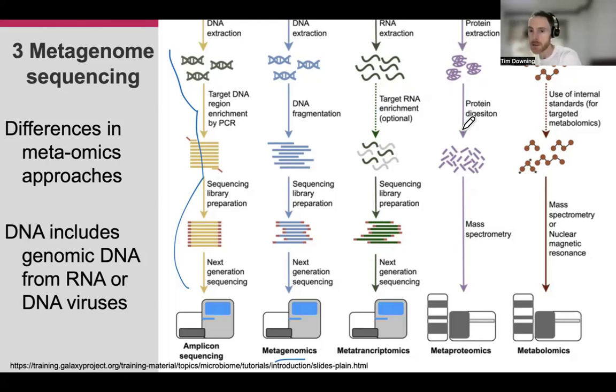Protein-based metaproteomics is another method based on mass spec, extracting the protein for digestion before mass spec to tell us more about the amino acid structures of the different peptides that are present. And we also have metabolomics, which looks at metabolites, and there are different approaches for that using mass spec or NMR.